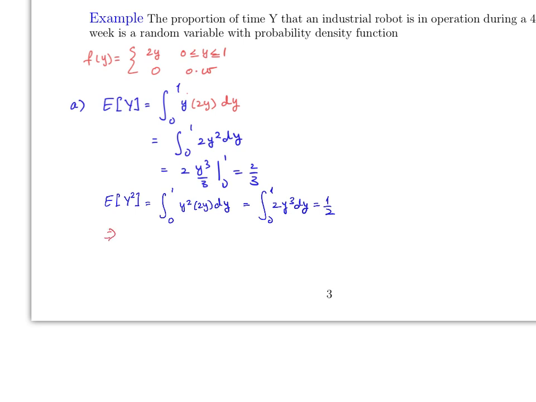Therefore, the variance of y is going to be the expected value of y squared minus the expected value of y, squared, which in our case will be 1/2 minus (2/3) squared, and this equals 1/18 once you simplify everything.